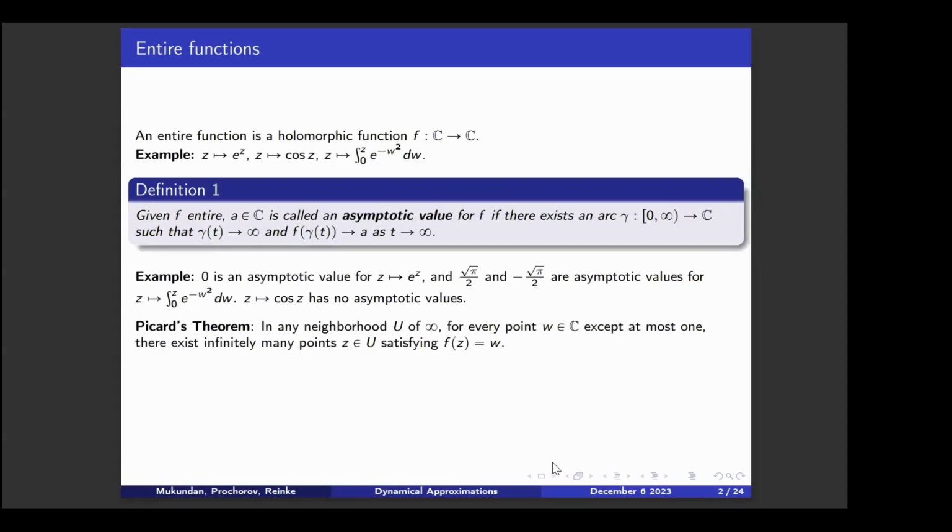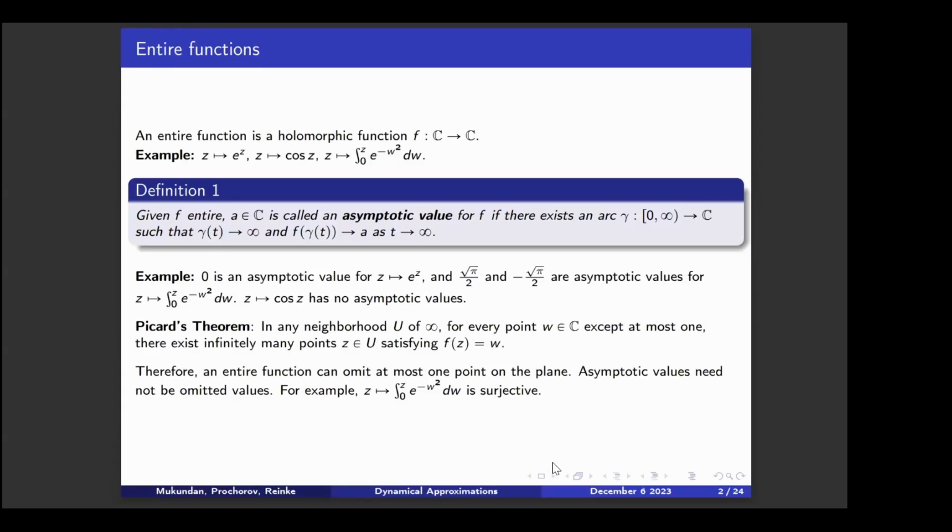Just to get a sense of what asymptotic values can look like, Picard's theorem tells you that in any neighborhood of infinity, every point on the plane except at most one has infinitely many pre-images in that neighborhood. So an entire function can omit at most one point on the plane. Asymptotic values, in other words, need not be omitted values. For example, the error function is actually surjective, so all the asymptotic values have infinitely many pre-images. On the other hand, if you look at e to the z, 0 is in fact an omitted value, and it is also asymptotic.